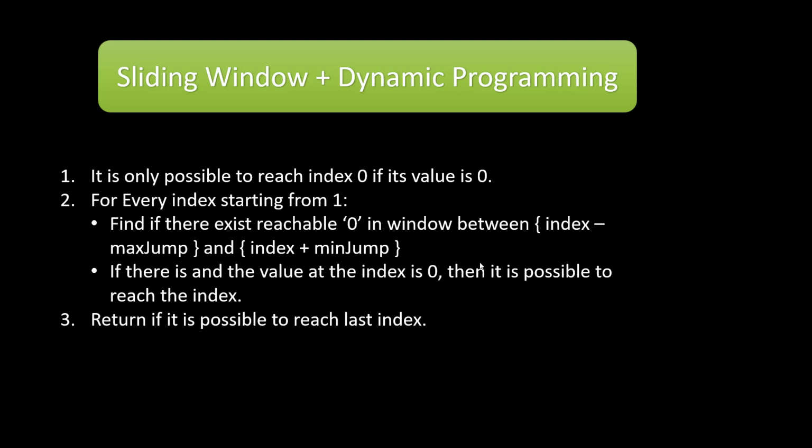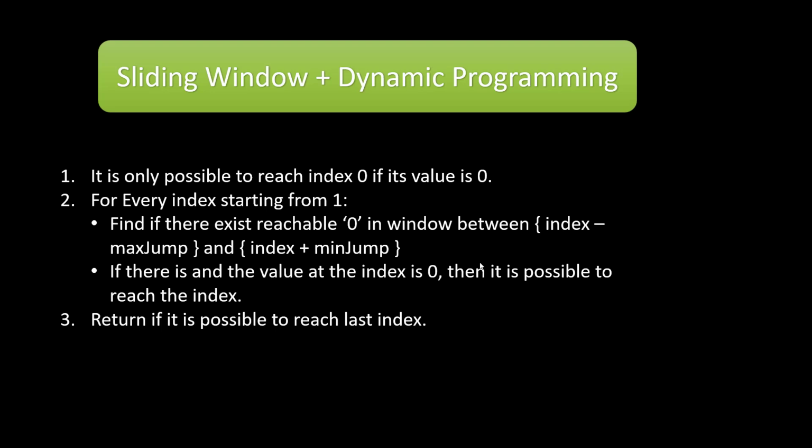Now for every index starting from 1, we find out if there exists a reachable 0 in the window between index minus max jump and index minus min jump. We will have a variable which keeps track of that. If there is at least one such value and the value at the current index is 0, then it is possible. We'll hold true and false in an array, and at the end we just need to return whether we are able to reach the last index or not.